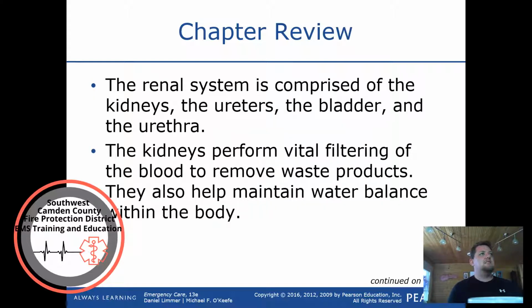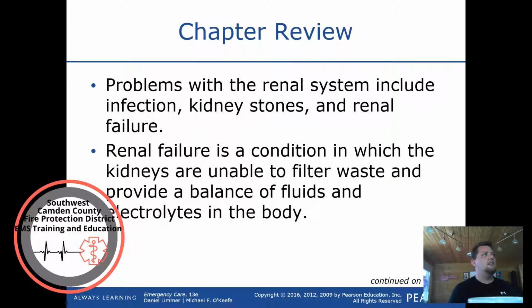The renal system is comprised of the kidneys, the ureters, the bladder, and the urethra. The kidneys perform vital filtering of the blood to remove waste products. They also help maintain water balance within the body. Problems with the renal system include infection, kidney stones, and renal failure. Renal failure is a condition in which the kidneys are unable to filter that waste and provide a balance of fluids and electrolytes in the body.